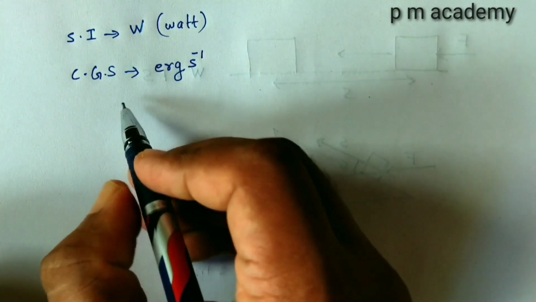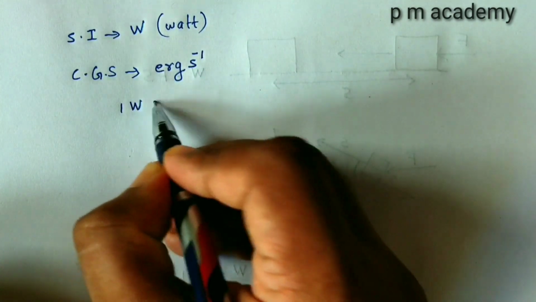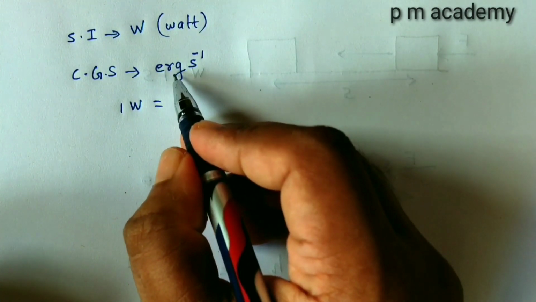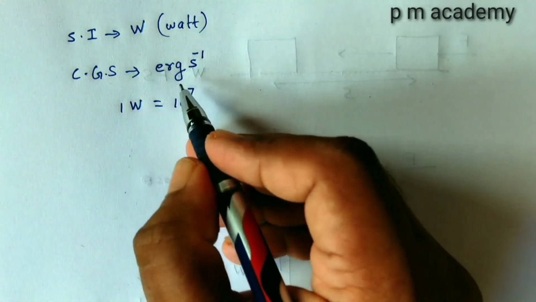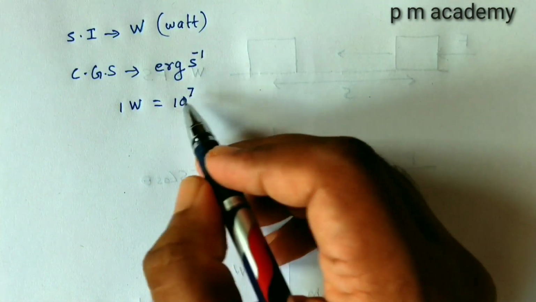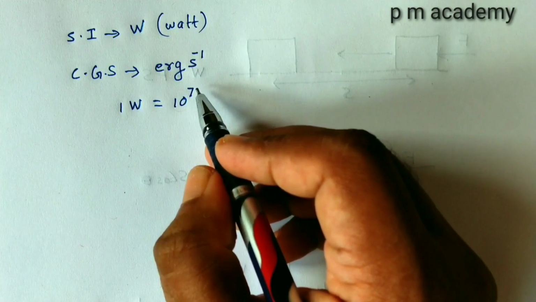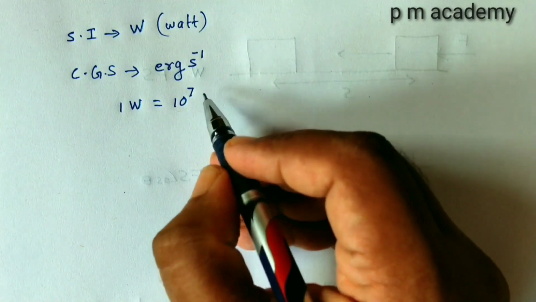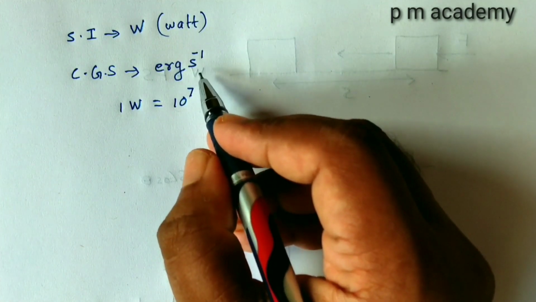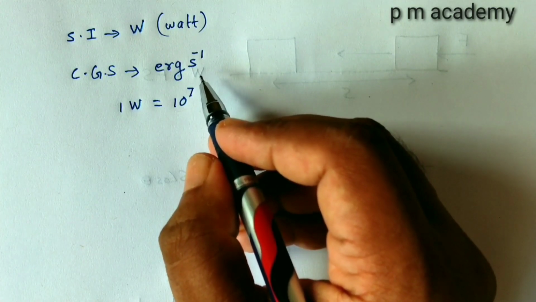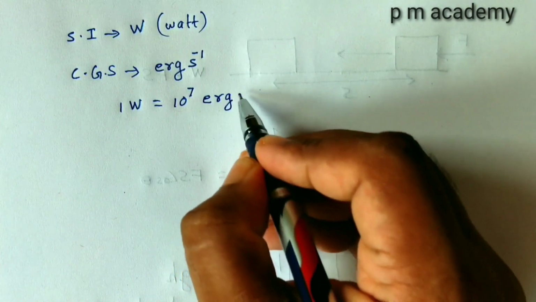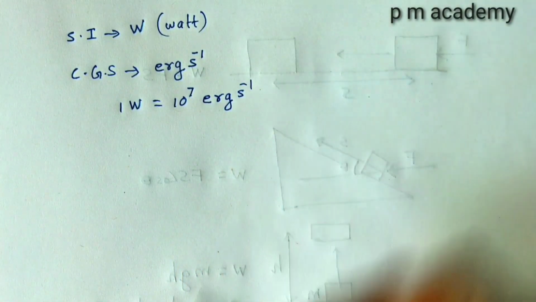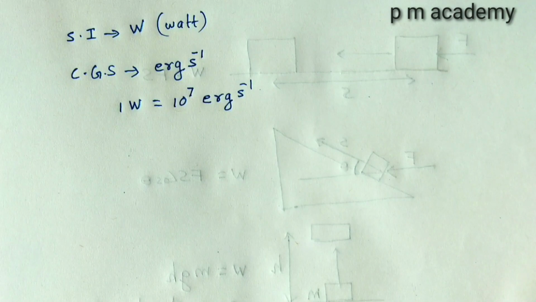Then 1 watt is equal to, you know that to convert erg to joule, you have to multiply with 10 raised to 7. 10 raised to 7 erg is 1 joule. Therefore, 10 raised to 7 into second. SI unit and CGS unit of second are the same, therefore there is no need to multiply with any number. Therefore, 1 watt is equal to 10 raised to 7 erg second raised to minus 1.